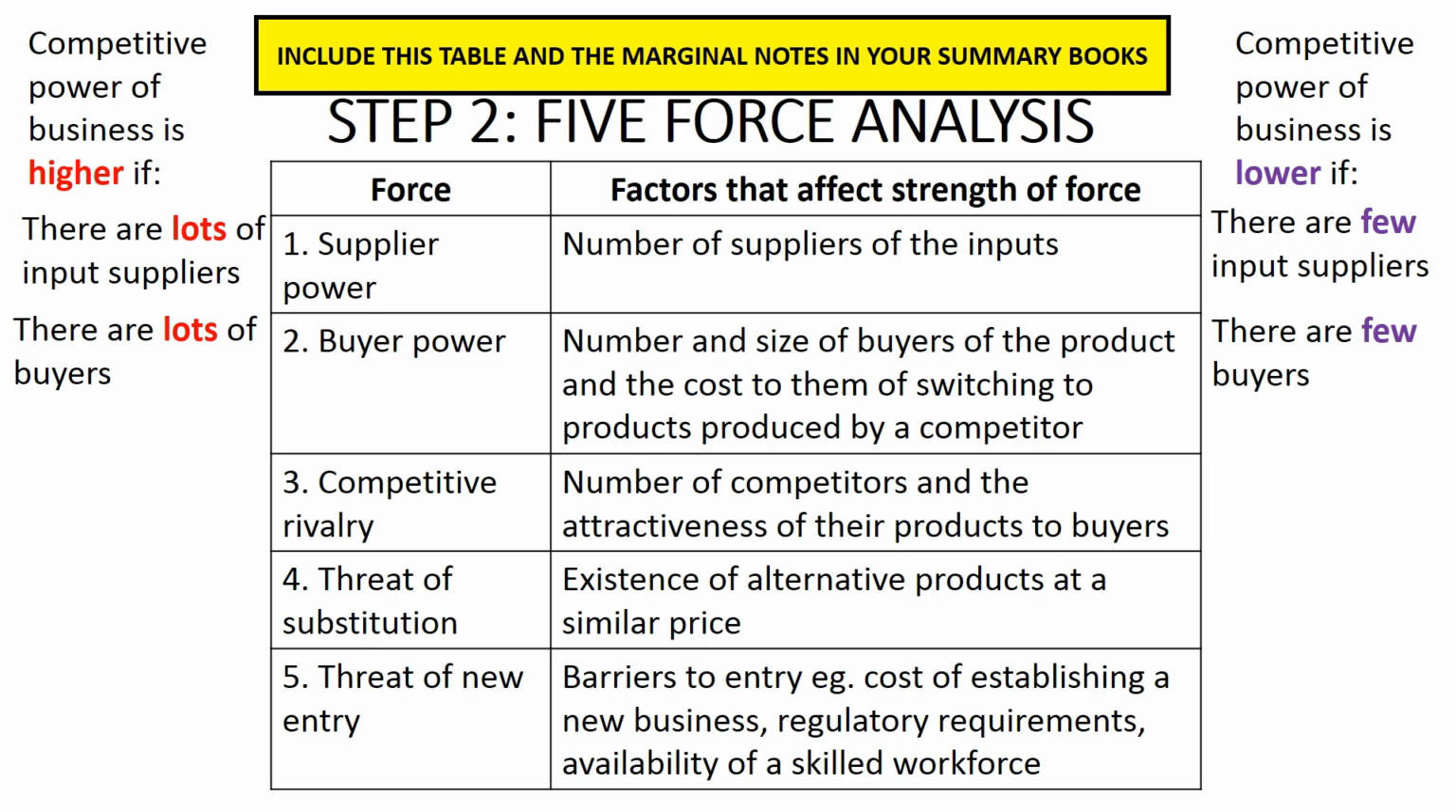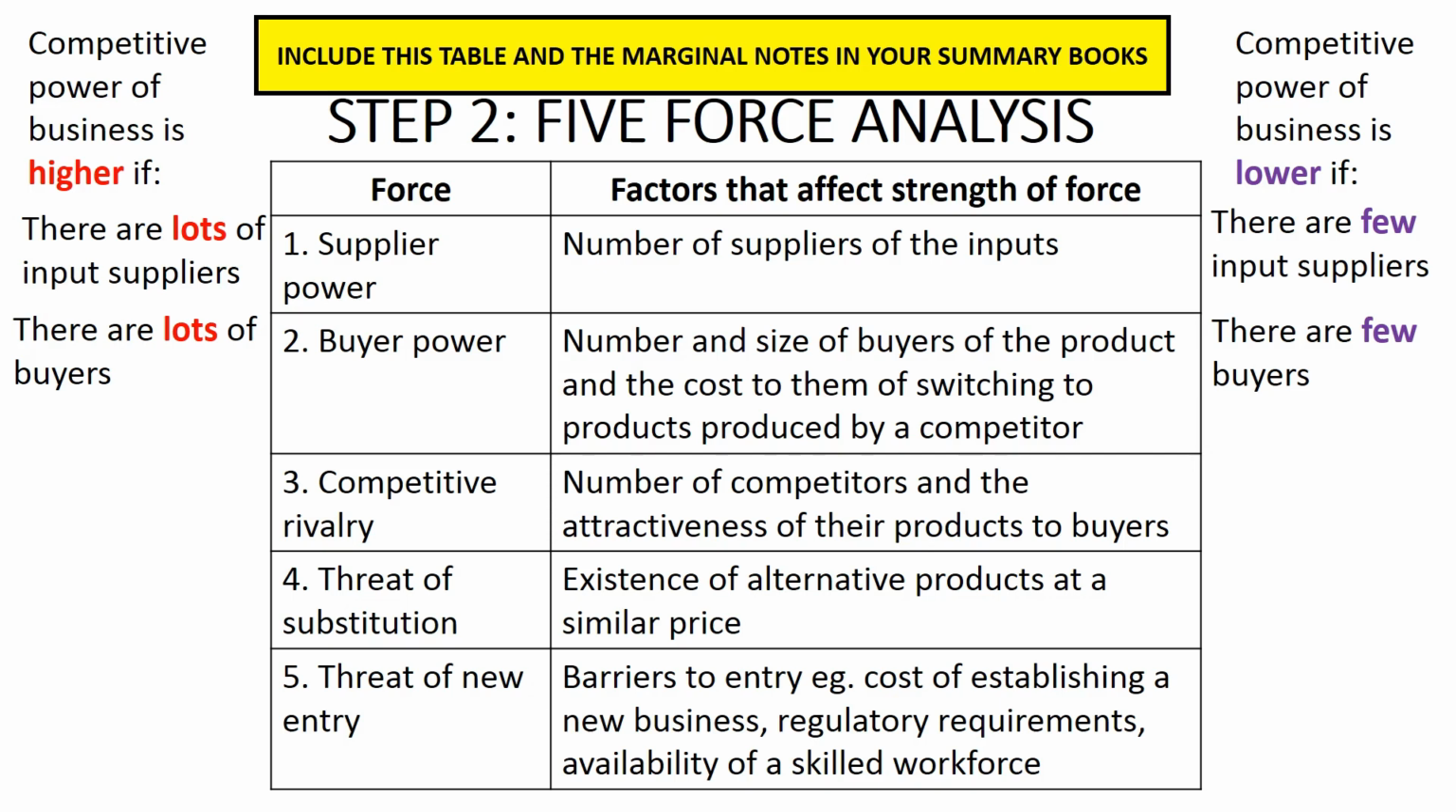Again, if the cost of buyers switching from the products produced by the business to the products produced by a competitor is very low, then that also will mean that the competitive power of the business is low, because it doesn't cost much for the buyers simply to move from the business to a competitor of the business. The third force that we looked at was competitive rivalry.